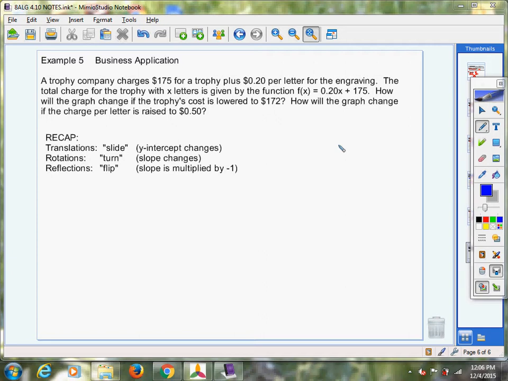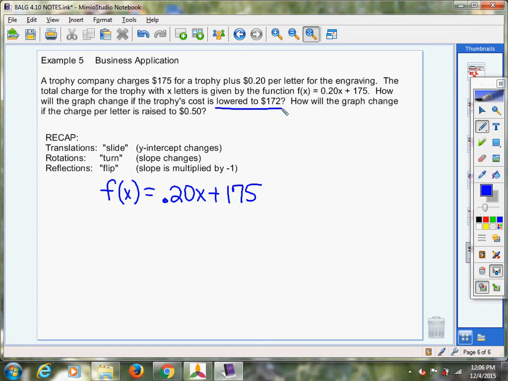Okay, so they gave us the original equation. I'm just going to write that out. f of x is equal to 0.20x plus 175. So here's the first question. They're saying, well, what if you lower the cost of the whole trophy to $172?